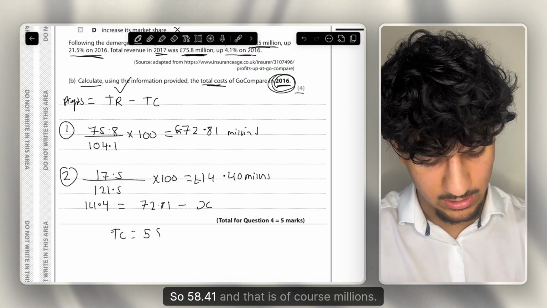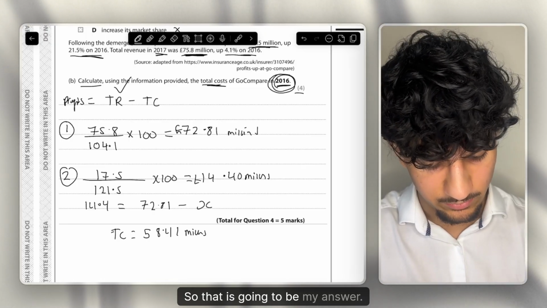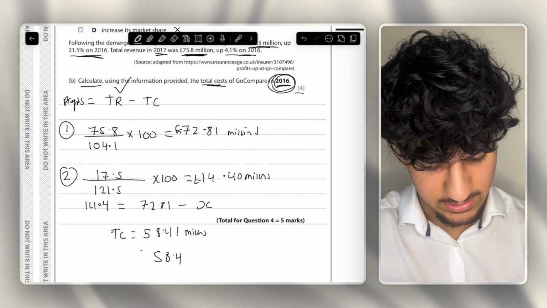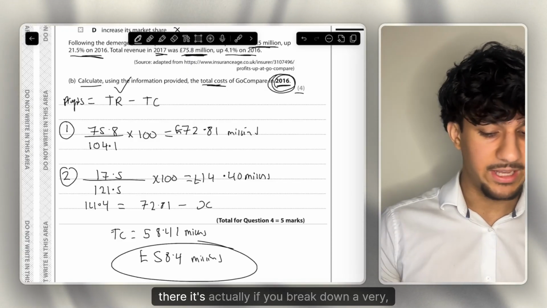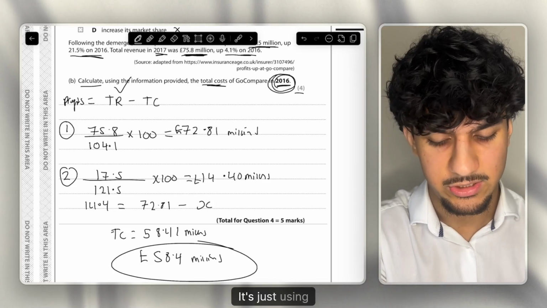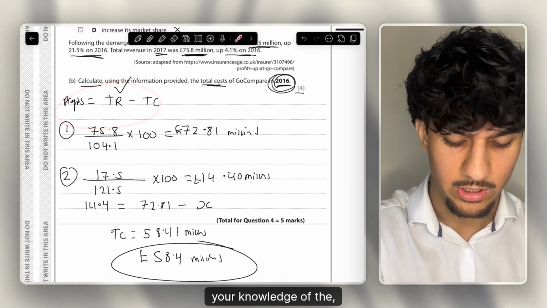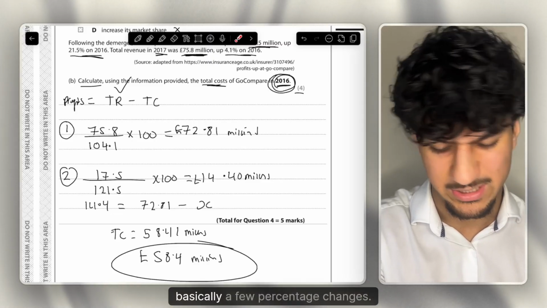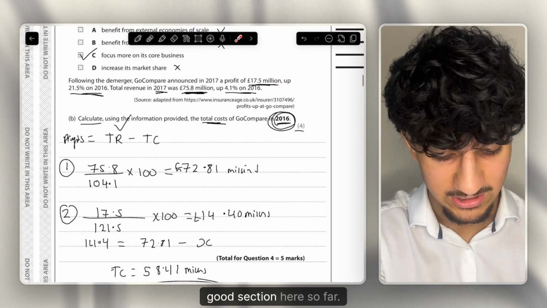So 58.41, and that is of course millions, so that is going to be my answer. So 58.4 million, and yeah, that is how to get 4 marks there. If you break it down, it's actually a very, very simple and quite an easy question. It's just using a few different parts of the specs. Of course, your knowledge of the profits formula, then basically a few percentage changes. But yeah, quite an easy question and a really good section so far.